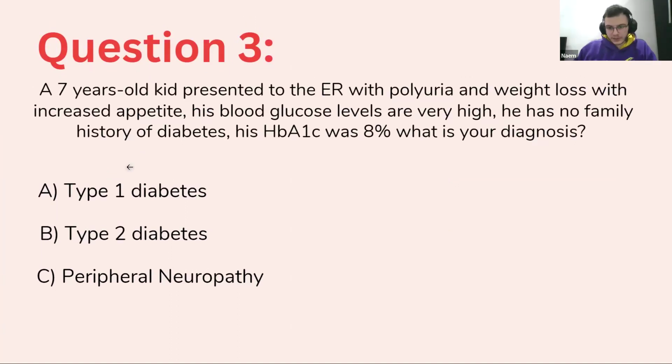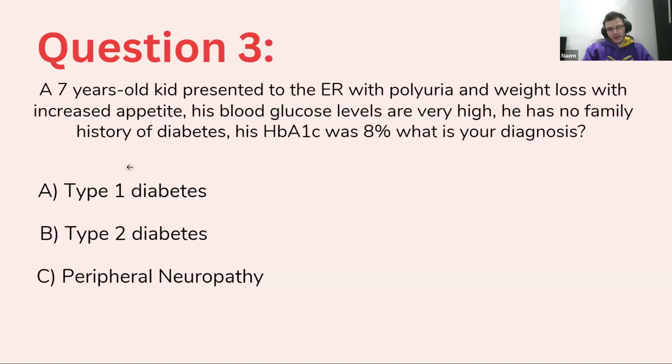A 7 years old kid presented to the ER with polyuria and weight loss, with increased appetite. His blood glucose levels are very high. He has no family history of diabetes, and his HbA1c was 8%. What is your diagnosis? Is it A, type 1 diabetes, B, type 2 diabetes, or C, peripheral neuropathy? A. Okay, it's actually A.